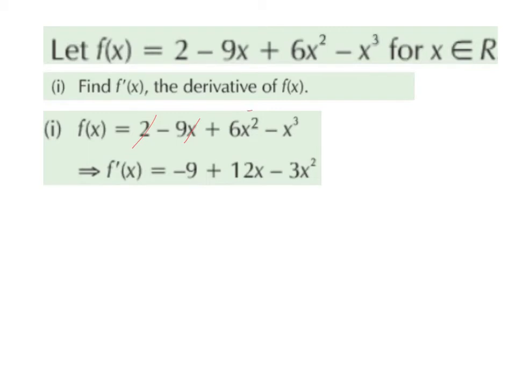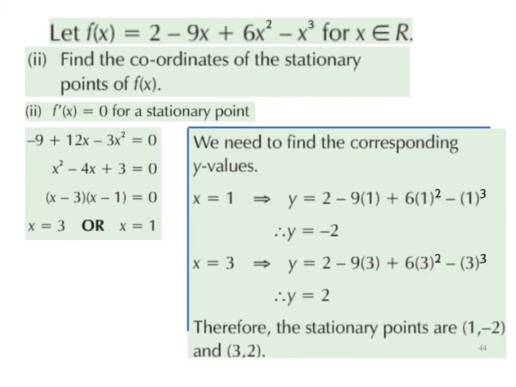Then 6x squared, we bring down the 2 in front. 2 by 6 is 12, reduce the power by 1, 2 minus 1 is 1, so 12x. And then minus x cubed, we're going to bring down the 3 in front and reduce the power by 1. So we end up with minus 3x squared. So the derivative is going to be minus 9 plus 12x minus 3x squared.